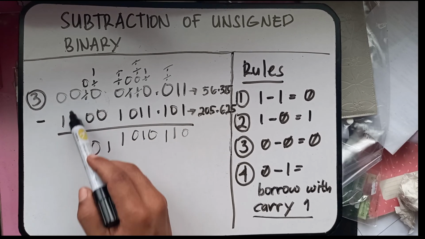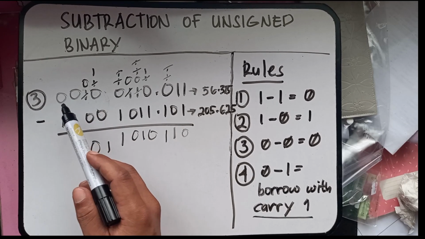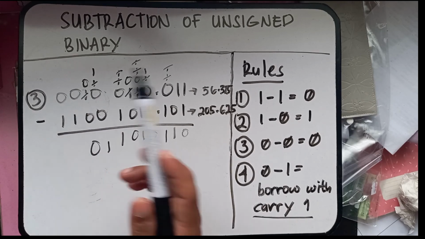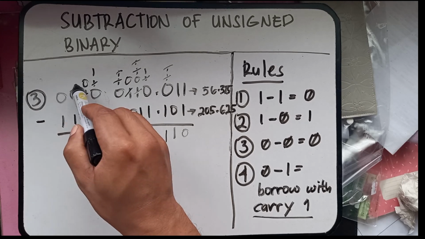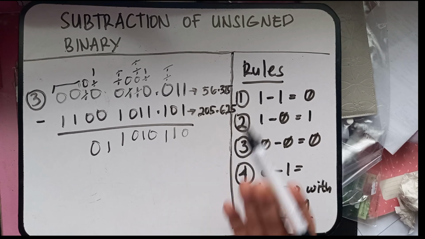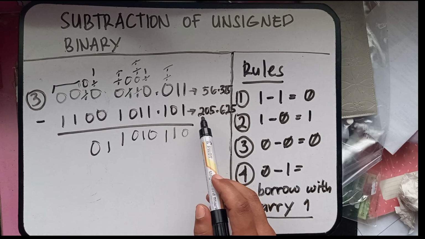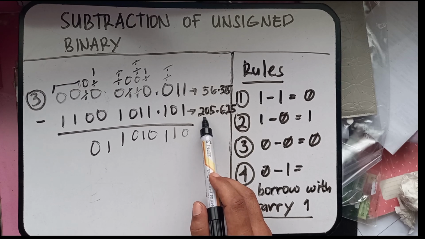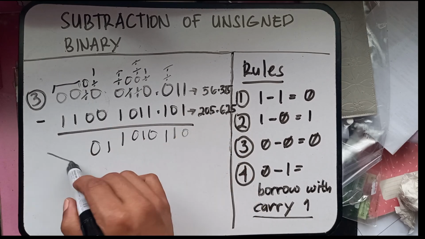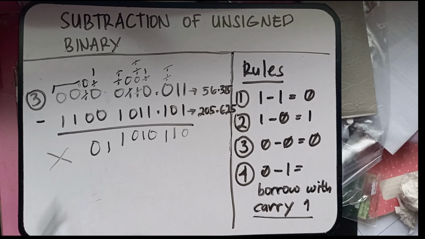And then 0 minus 1. So there are no numbers left on the left side that we can use for borrowing. That is why we stop right here. Meaning we cannot really proceed solving this problem because we have a negative result, and negative result cannot be done on unsigned binary. We can only solve this if the second given was the first given and the first given was the second given. We cannot really solve this. It will turn out that the result is negative.